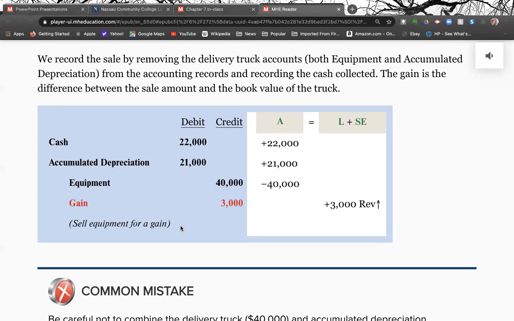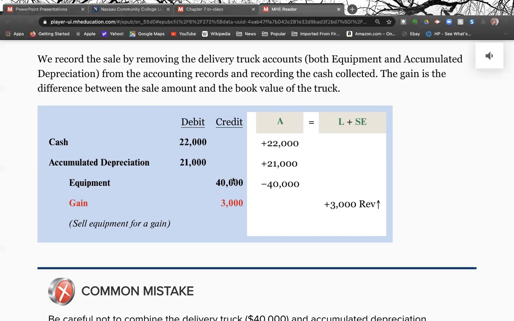So think about what this entry does, right? Because again, some people get really messed up and confused with this. Think about what you're doing. You're recording the cash that you received, $22,000, debit cash, right? How many transactions have you debited cash for over this semester? Dozens, right? Somebody hands you a check for $22,000, you have to debit cash for $22,000. You're selling the equipment. You're not going to have the equipment anymore. The equipment account is for $40,000. If you're not going to have the equipment anymore, it means the asset decreases. You decrease assets with credits, right? Credit equipment for 40. So debit cash for 22, credit equipment for 40.